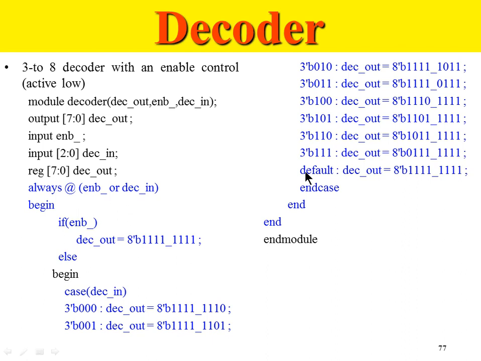By default, there should be a default statement because we are in a case statement. By default, DEC out is disabled. All of the outputs are disabled. Since we have active low signals, all of them are 1. End the case statement, end the else block, end the always block, end module. This is how a 3:8 decoder with active low enable and active low outputs will work.